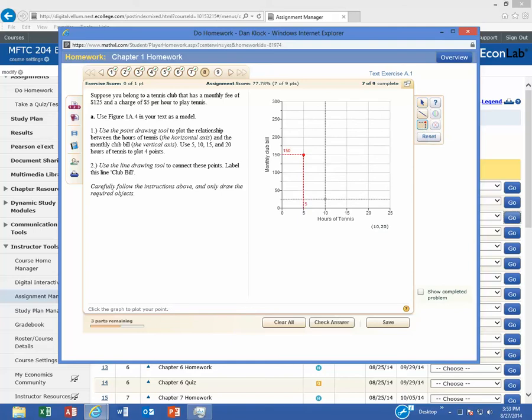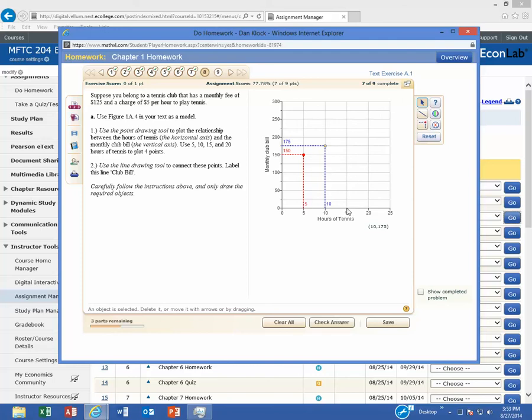10 hours of tennis. Again, I'm starting at 125. 10 times 5 is 50. 50 plus the 125 would be, I clicked in the wrong place, so I got to move it up. 50 and 125 is 175. It's so hard for me without Excel.